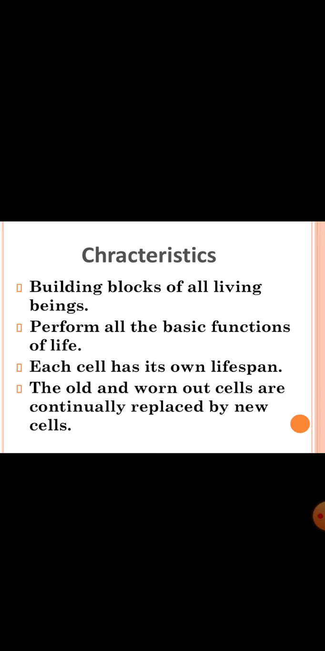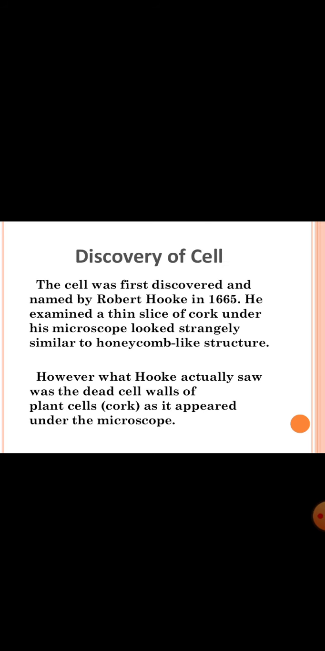First of all, cells are the building blocks of all living beings, either plants or animals. Second, a cell is capable of independent existence and performs all the basic functions of life. Each and every organism starts its life as a single cell, and each cell has its own life span. The old and worn out cells are continually replaced by new cells. These are the characteristic features present in a cell.